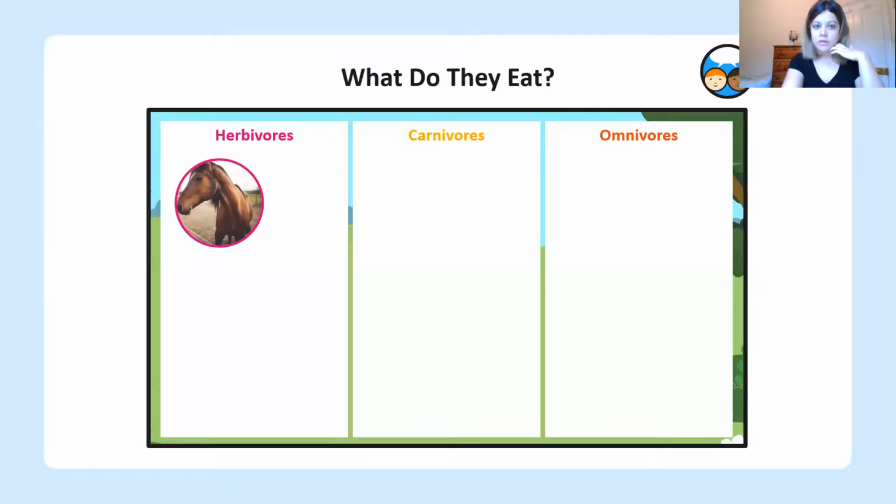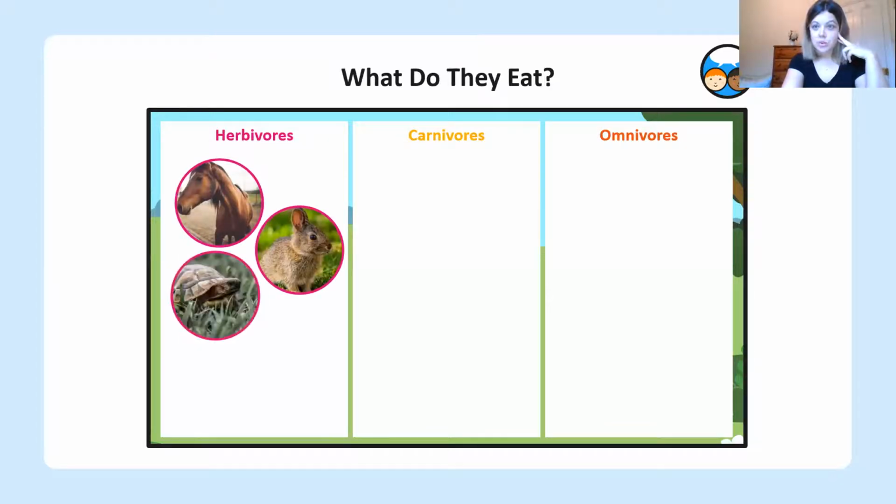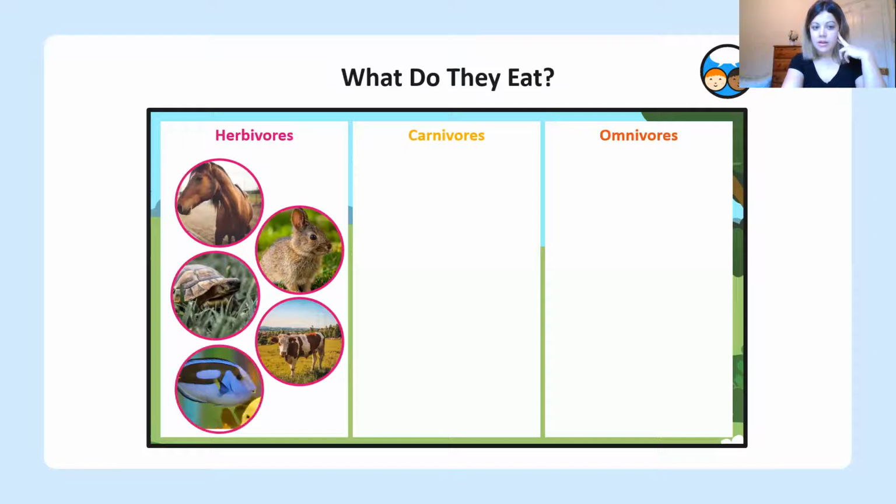So we've got our horse. We've got a rabbit, a tortoise, a cow, and that's that blue algae we looked at yesterday, that fish.